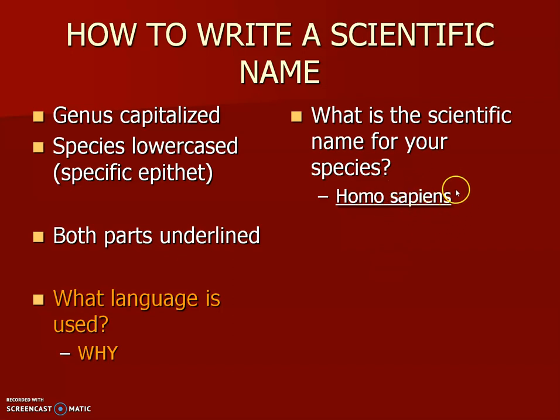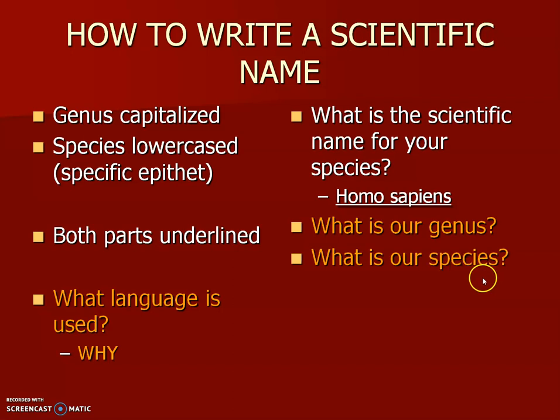The specific epithet by itself isn't good enough because there are other genuses which might also have a specific epithet called sapiens. For example, Felis domesticus and Canis domesticus could be two different genuses with the same specific epithet.